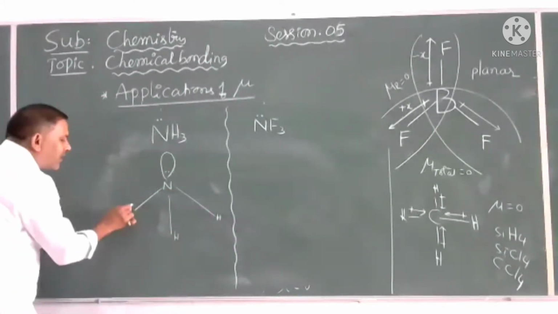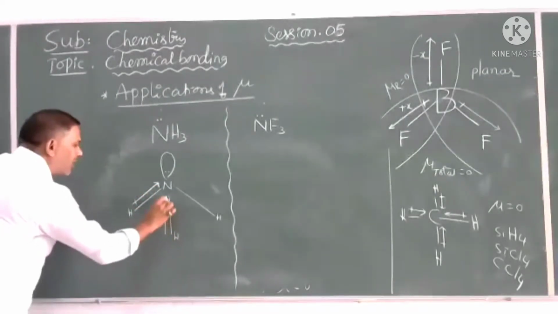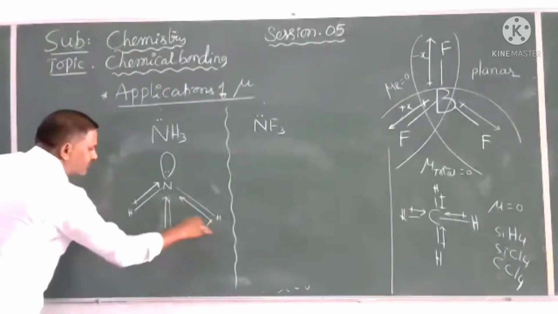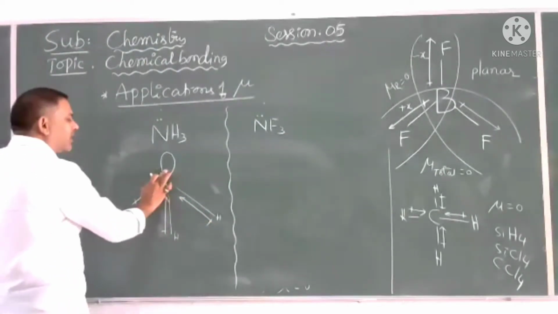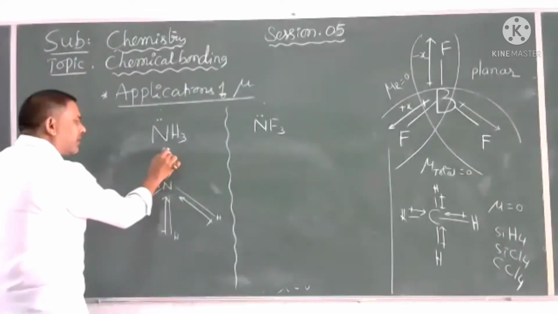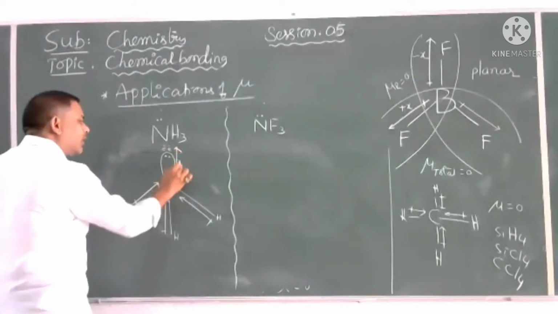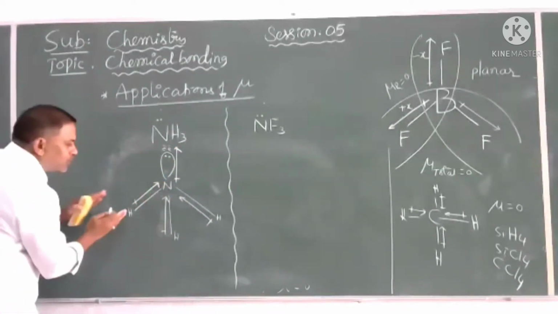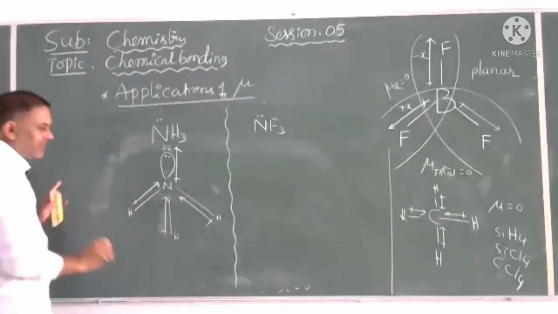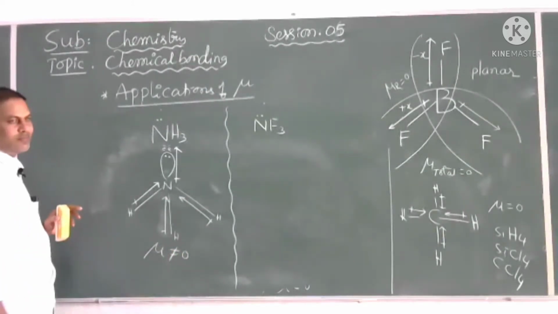Now the moment is from hydrogen to the nitrogen. All are in the same direction. All are in the same direction. And also here, compared to nitrogen, the lone pair of electrons has more electronegativity. That's why the moment is from nitrogen to the lone pair of electrons. In total, all are in the same direction only. There is a net moment. That's why the dipole moment is not equal to 0.